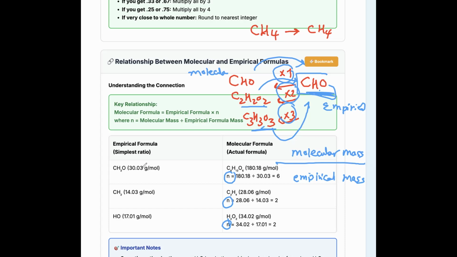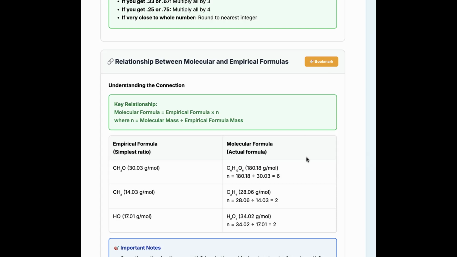If I told you that the mass changed from 180 to 30, you will know that I divided by 6. If I told you it changed from 28 to 14, you will know that it was repeated twice. If I told you it changed from 34 to 2, you will know it is repeated twice. So if I give you the empirical, you can know the molecular, right? If I told you that this is CH2O repeated 6 times, you will tell me the molecular is C6H12O6 and so on.